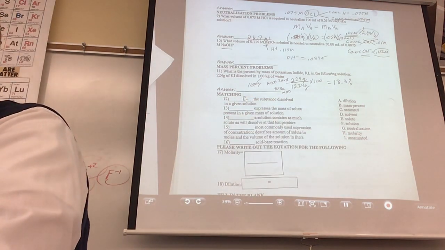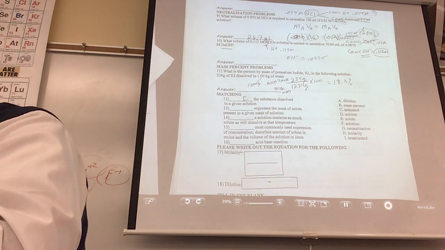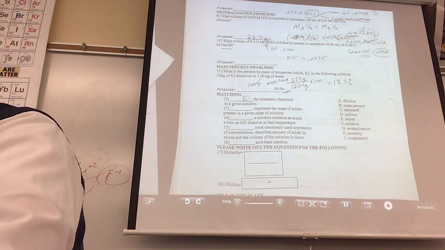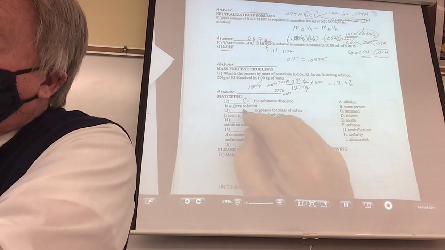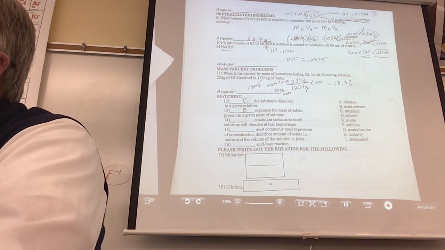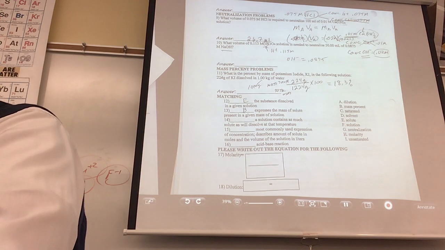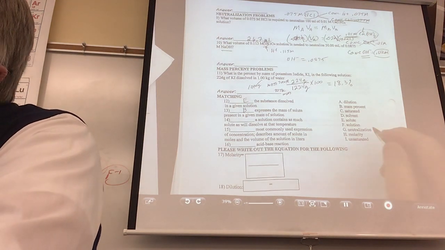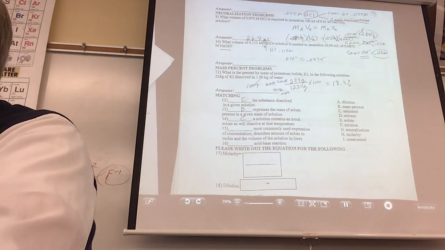All right, next, Madeline. Blank expresses the mass of solute in a given mass of solution. Say it again. I couldn't hear you. Mass percent. Yeah, that's it. As a matter of fact, we just did a mass percent problem, didn't we? All right, Jonathan. Blank. A solution contains as much solute as will dissolve at that temperature. Yes, you guys are good. Next, Noah.